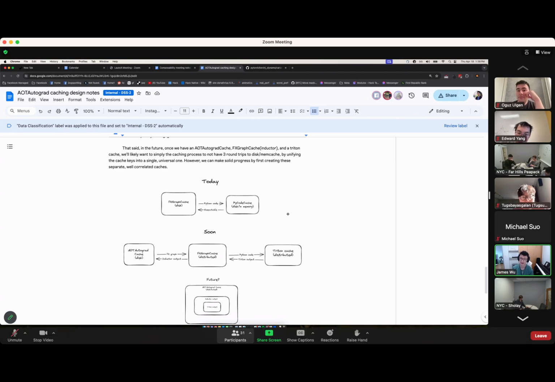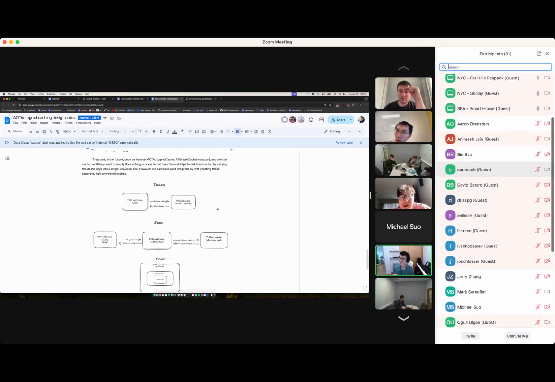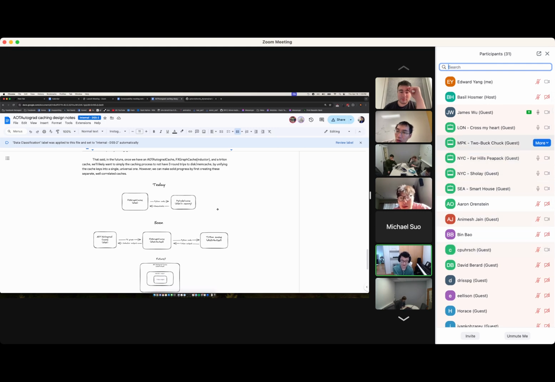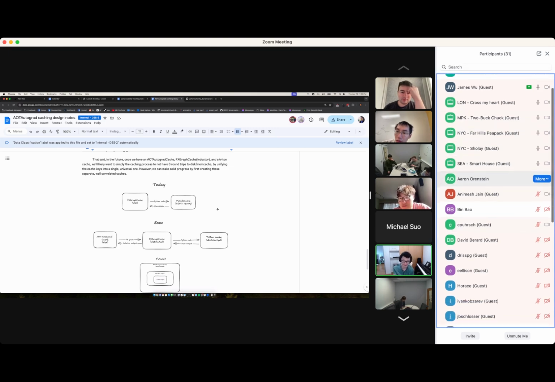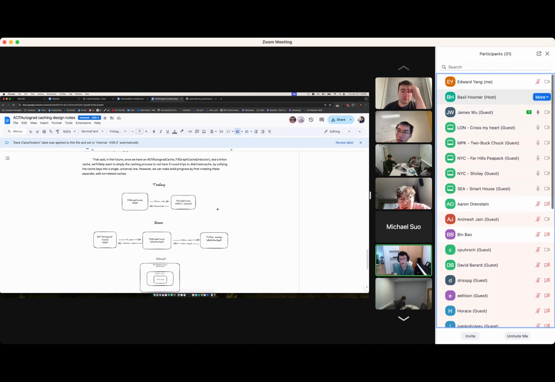And the nice thing is that because it focuses on a known set of inputs and outputs, you can write it essentially as a set of unit tests. And hopefully we can do that with AOTAutograd cache too.